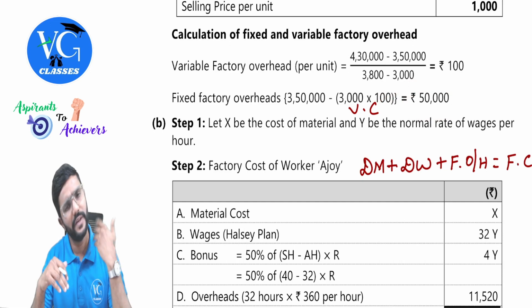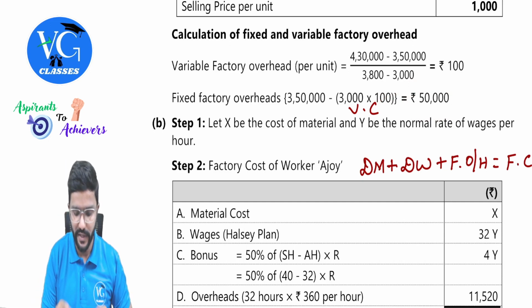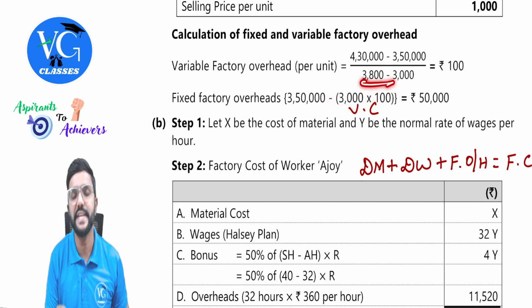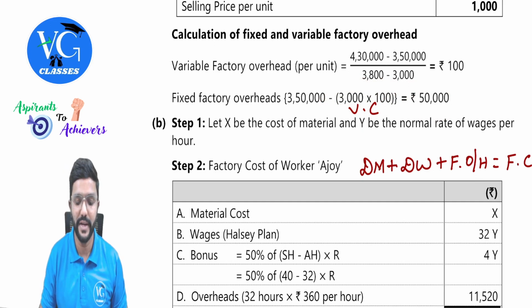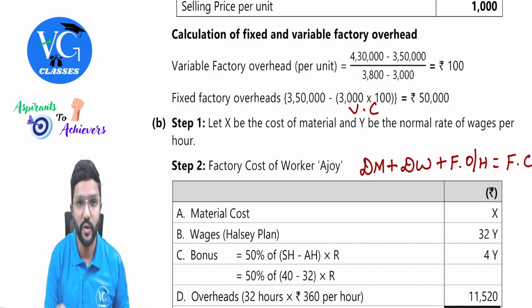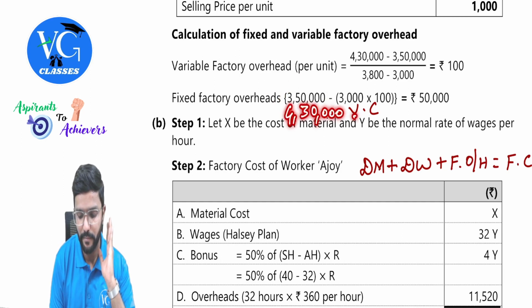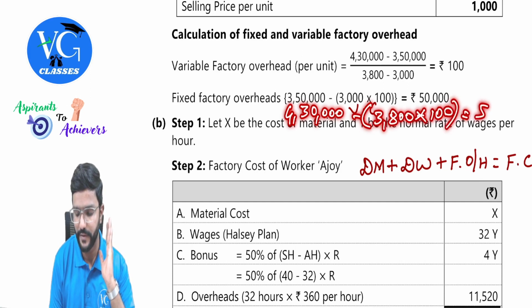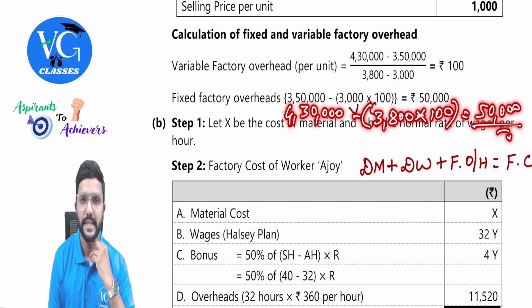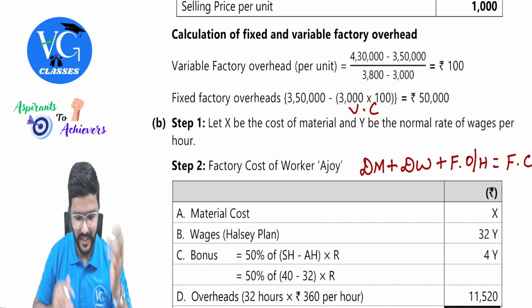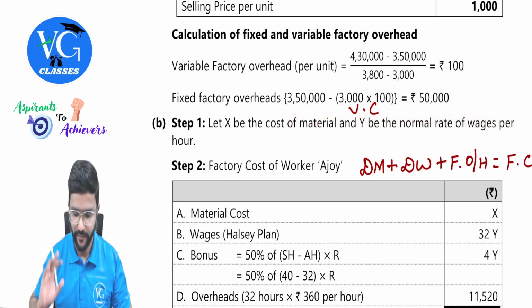Sir, why they have taken April only? Can I take May? Even if you take May, it will be same, guys. So here instead of 3,000, it will be 3,800. But here also the figures will be different. So if you take May, you need to do 4,30,000 minus 3,800 into 100. You will get same 50,000. Same 50,000, guys. Is that clear? Yes, we have done all this in the class already.